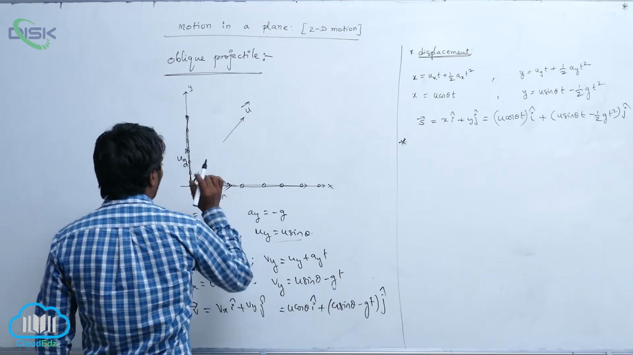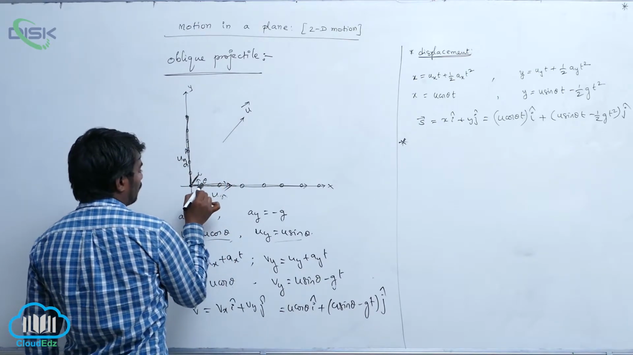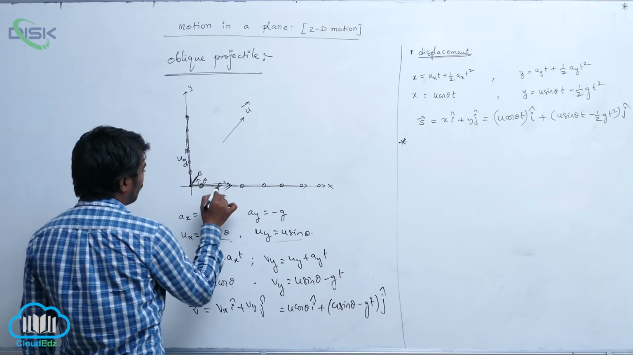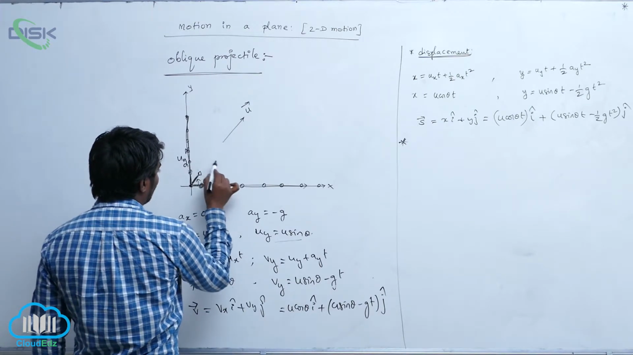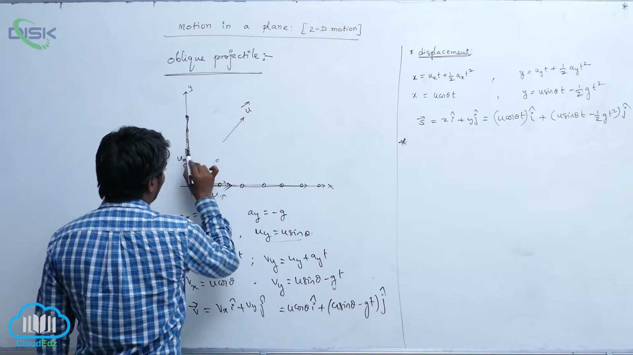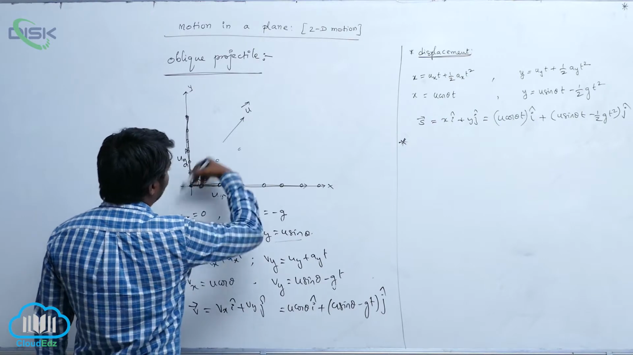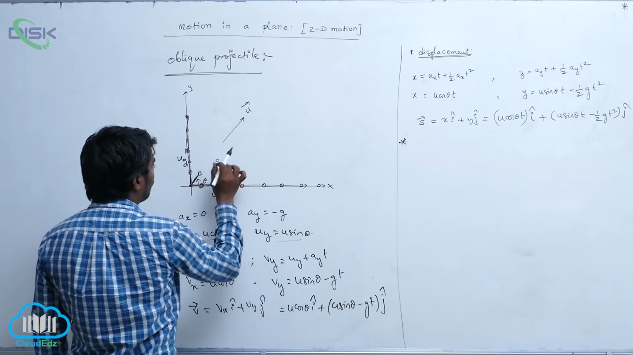That means what path does it follow? If the x ball is here, the y ball is here, the original ball is here. Like this. So it follows the parabolic path.